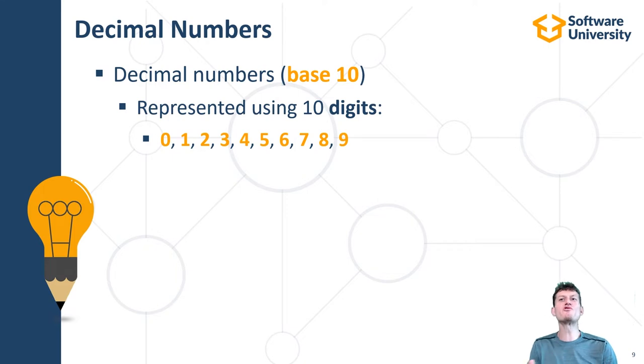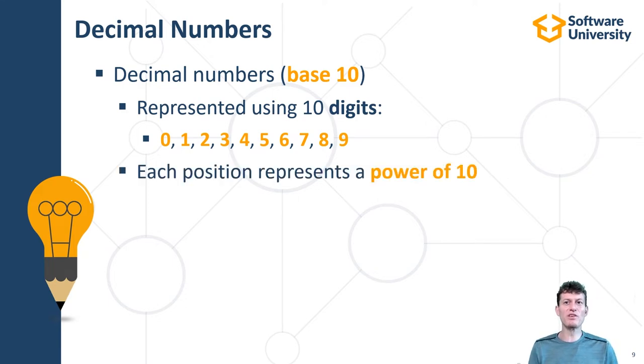Decimal numbers use a positional numeral system of base 10. Decimal numbers are the traditional numbers used by humans in their everyday life. Decimal numbers are represented by the following 10 digits: 0, 1, 2, 3, 4, 5, 6, 7, 8, and 9. Each position in a decimal number corresponds to a certain power of 10. The rightmost position is multiplied by 1, which is 10 raised to the power of 0. The next position on the left is multiplied by 10, which is 10 raised to the power of 1. The next position on the left is multiplied by 100, which is 10 raised to the power of 2, and so on.